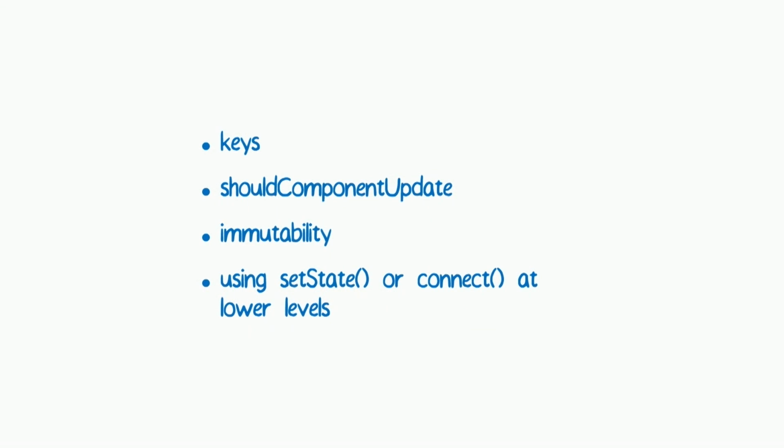So here are the techniques that we did cover. We talked about how you can use keys to help React match previous and next instances. We also talked about using should component update to short circuit work lower in the tree and how immutability can factor into that. And then we talked about how you can use set state or connect lower in the tree so you can save work higher in the tree.